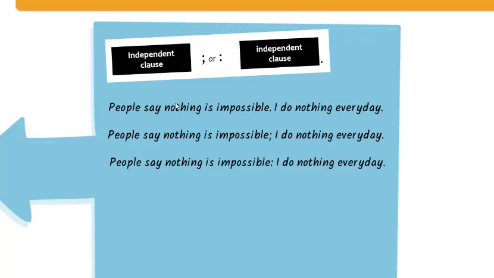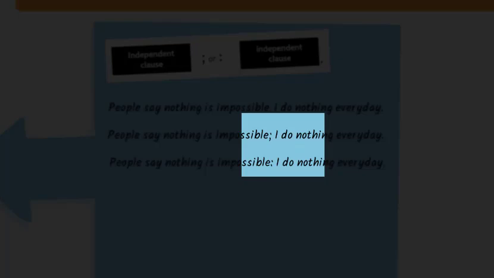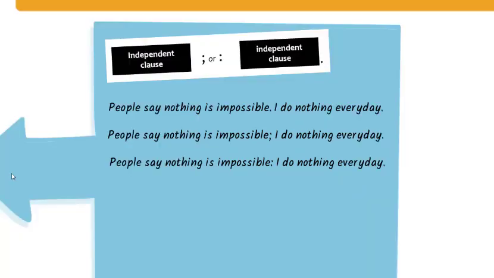In this example, we have each of the independent clauses or complete sentences on either side. We can certainly keep it just like this and it will be correct, but we can also use either the semicolon or the colon in this instance. For some, we can look at this as stylistic or to place emphasis on the relationship between the 2 different sentences. So we have people say nothing is impossible; I do nothing every day.